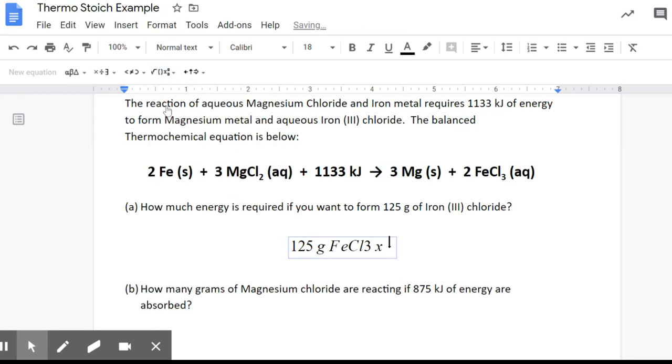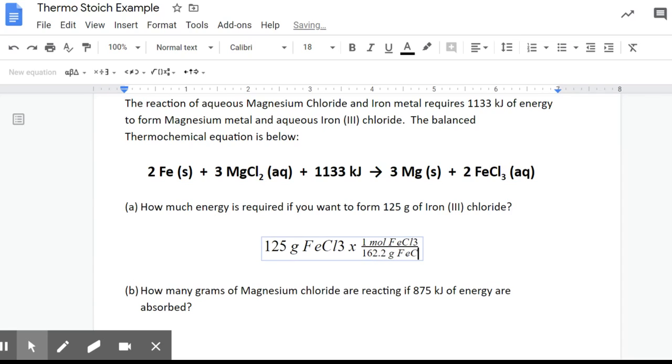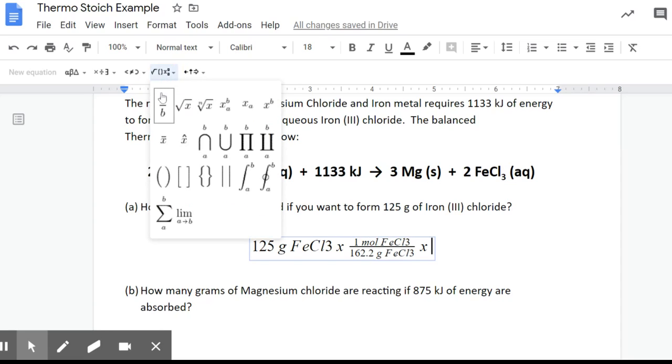So we put in our fraction, and we know that 1 mole of FeCl3 has a molar mass of 162.2 grams of FeCl3. All right, so that's going to cancel our grams for us. Now we want to go from moles of iron 3 chloride to the energy part. So this is our mole energy step. We're going to use the enthalpy change, which is in our reaction, and the coefficient that goes with our compound we're working with. So we use our fraction again.